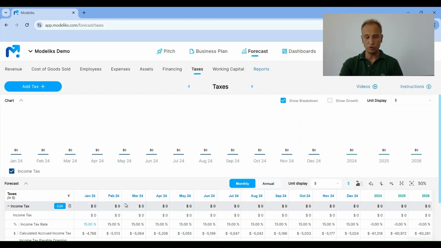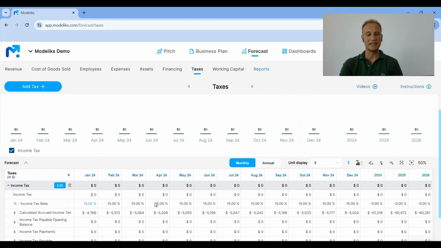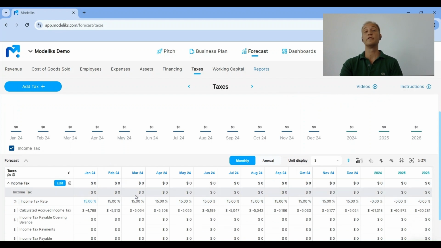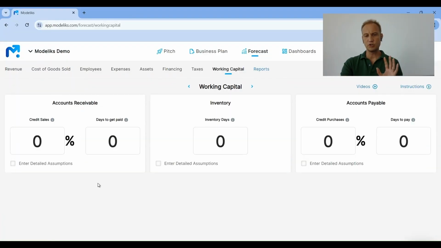They are zero because very likely we are making a loss based on the financial projections that we have so far. But we will come back at the end and see what kind of changes we need to do to our financial plan in order to become profitable. Final assumptions: working capital. There are 3 assumptions here: accounts receivable assumptions, inventory assumptions, and accounts payable assumptions.